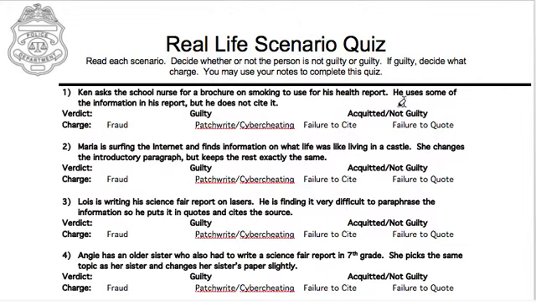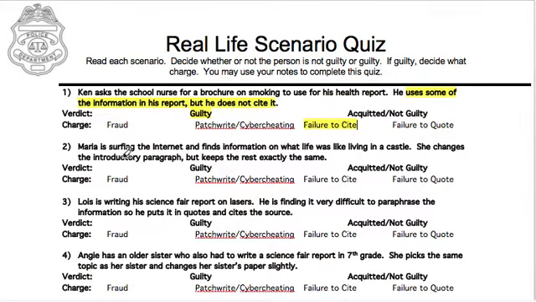And Ken decides to use some of the information but does not cite it. So even though he's using some information, he still has to cite it, so he is guilty of his crime, and his crime would be failure to cite. So you always want to make sure that you're citing your information. So not only can you paraphrase it or put it in quotes, but you have to create that works cited page. So let's move on to Maria.